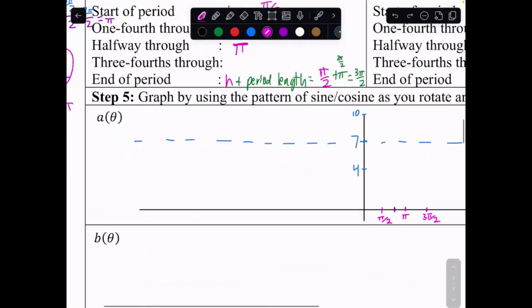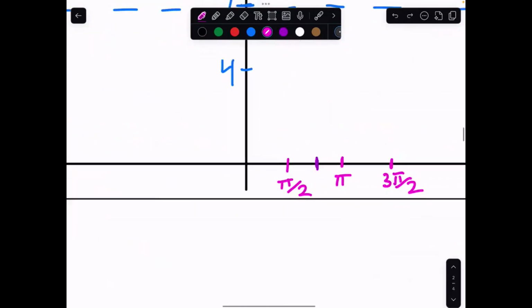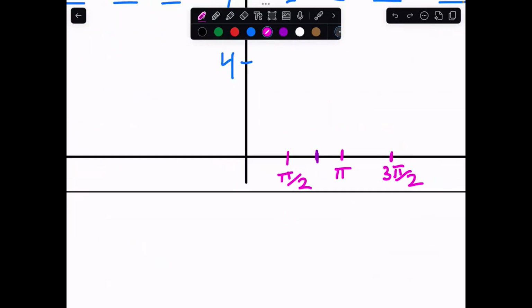Okay, so let's try that strategy here. We're going to try to find halfway between pi over 2 and pi. Okay, so right now they don't have a common denominator. So I'm just going to write it below. I'm going to rename pi over 2 as 1 pi over 2. And pi, I can call 2 pi over 2.